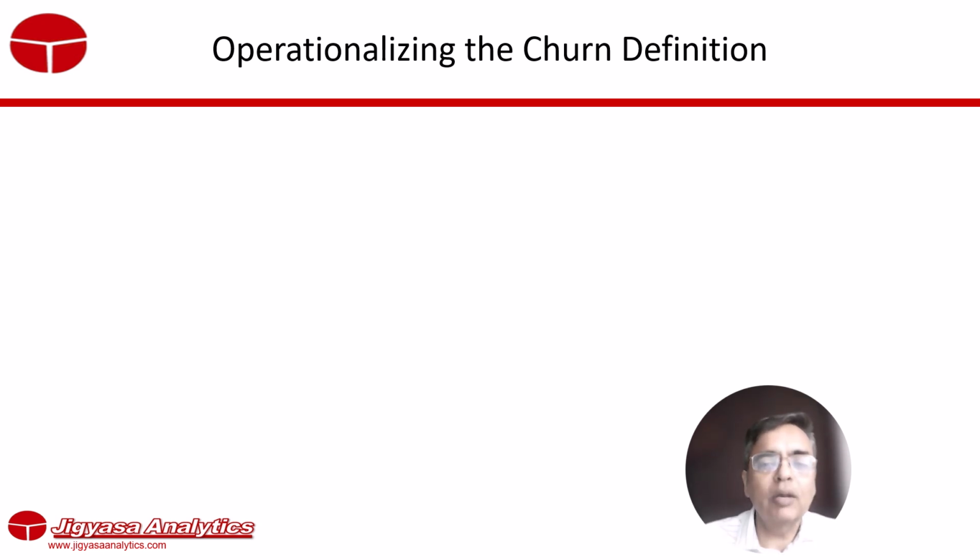Let us now talk about making the churn definition operational. By operational, what I mean is that having a churn definition which takes into account the different types of customer behavior as well as the business requirements as well as the operational constraints. So let's delve deeper into that.